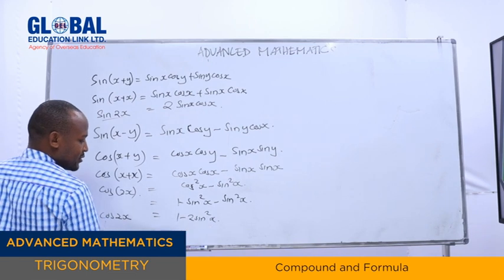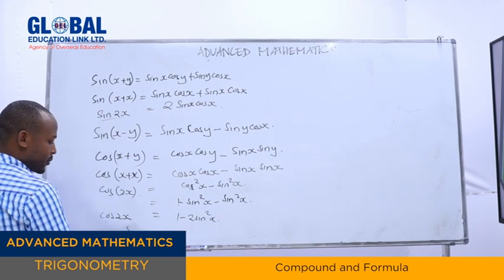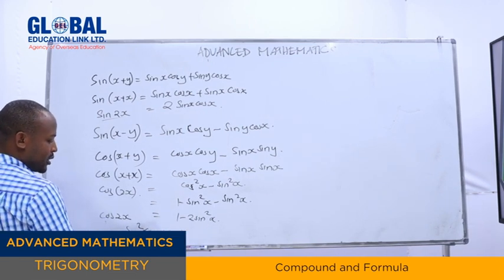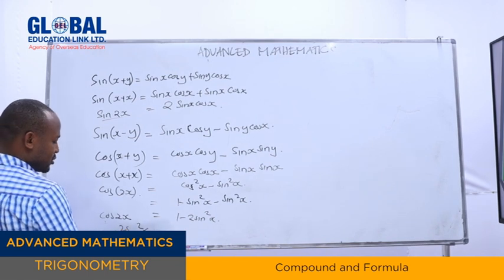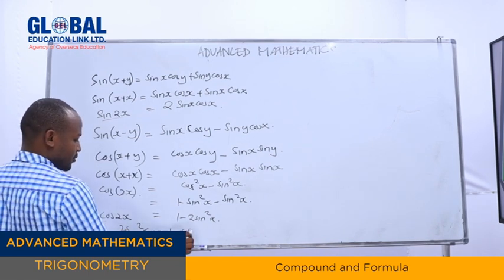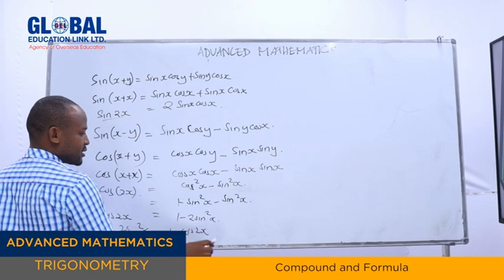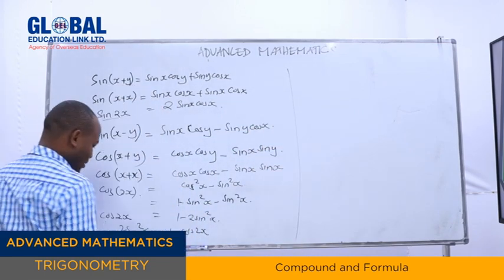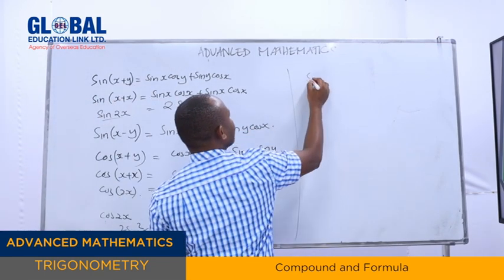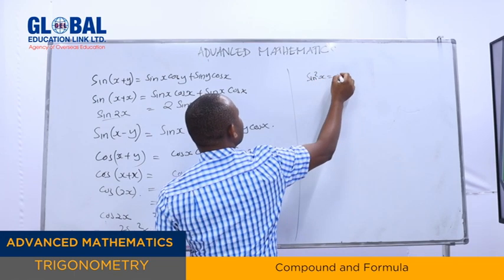We can find the value of sine. That means 2 sin square x equals 1 minus cos 2x. And from there, you can just play with that. Sin square of x equals what? A half of 1 minus cos 2x.